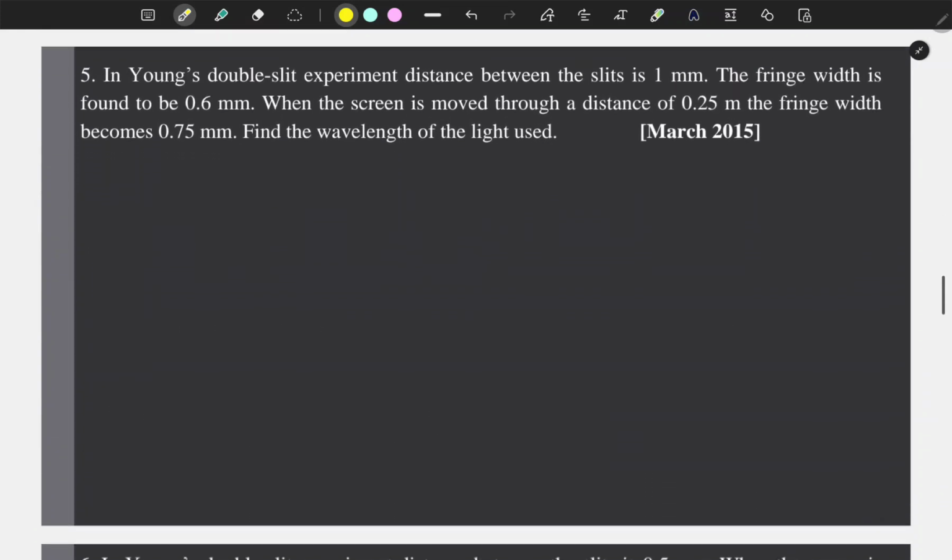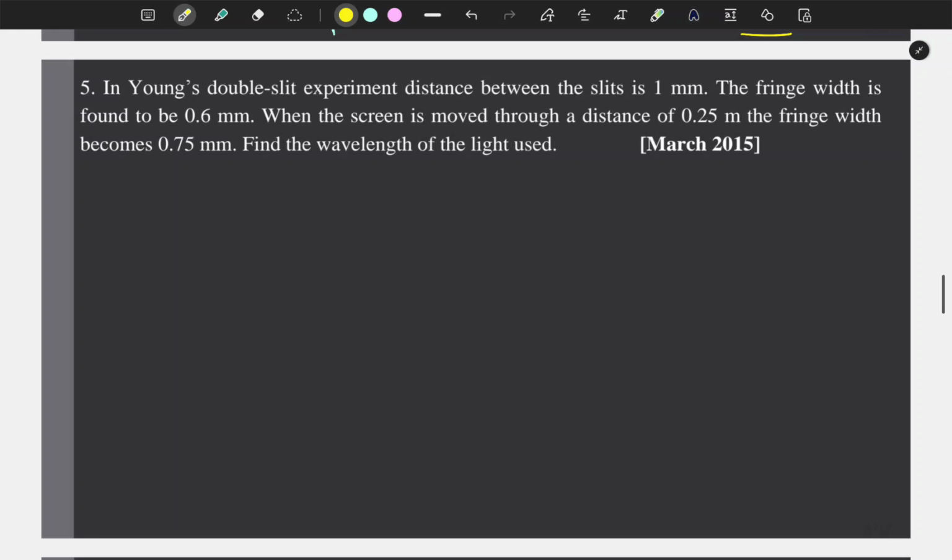So here we have one more question. In Young's double slit experiment, the distance between the slits is 1 millimeter. The fringe width is found to be 0.6 millimeter. When the screen is moved through a distance of 0.25 meter, the fringe width becomes 0.75 millimeter. Find the wavelength of light used. Similar to the previous question. So consider this as a homework question.